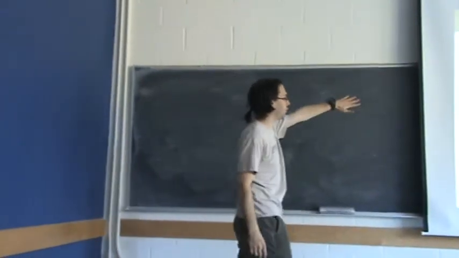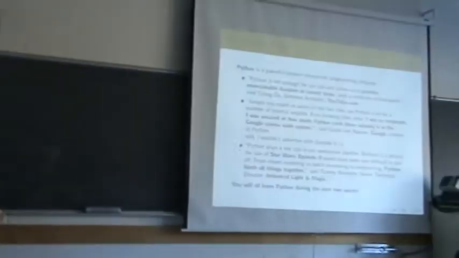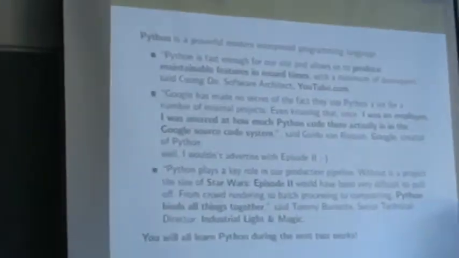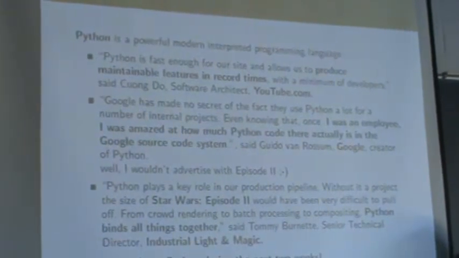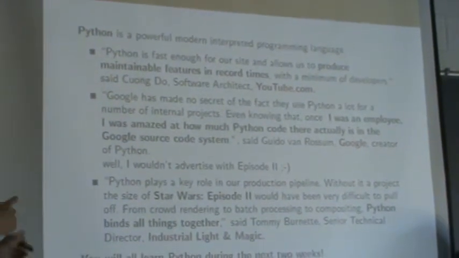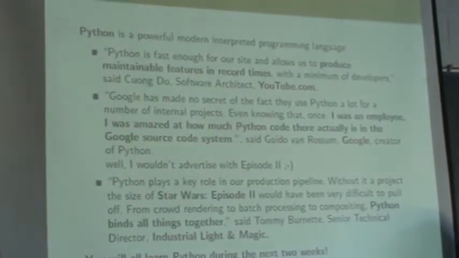So I'll just read a couple of quotes to you. "Python is fast enough for our site and allows us to produce maintainable features in record time with the minimum of developers." So that's a quote from somebody at YouTube, which, you know, somebody who knows somebody who knows him? Yeah, I know someone who works at YouTube. Okay, cool. And vouches for this guy not being a crazy.